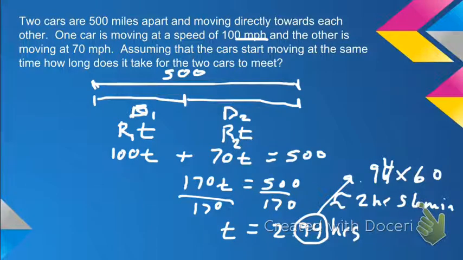Alright, the only way you could really make this question harder is if they left at different times, and you would have to know how much longer or later one car left than the other. So if it said like car 2 left an hour later, then you just make t for car 2 t minus 1 for 1 hour or something like that. And we'll work on those in class.